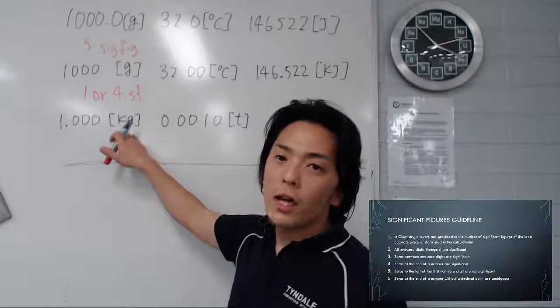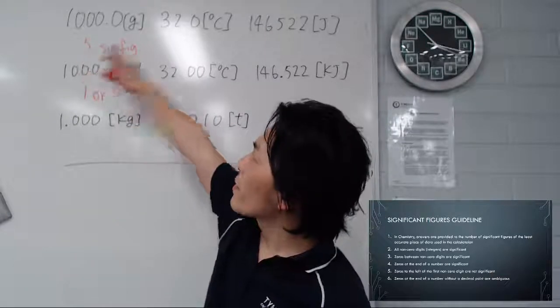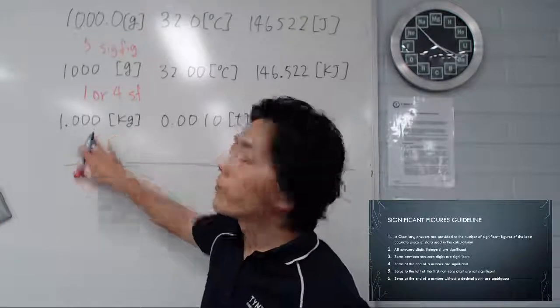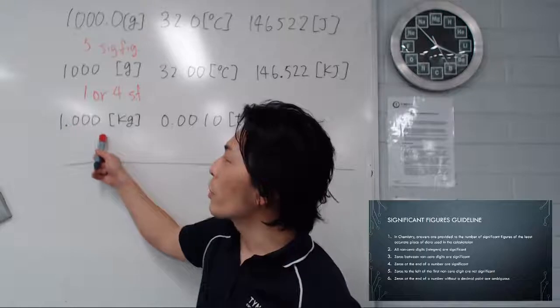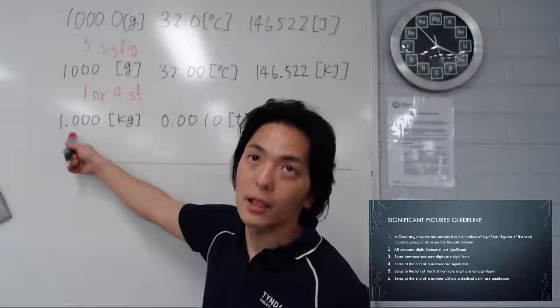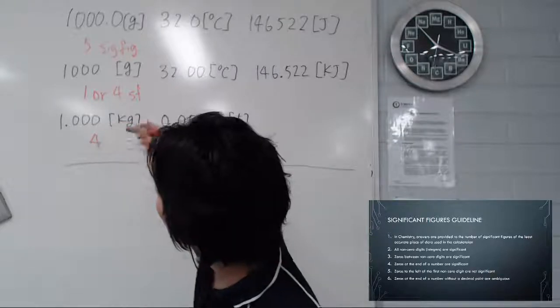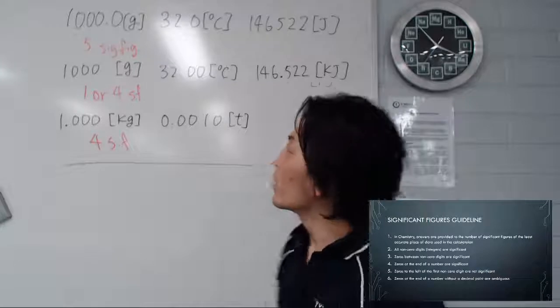Okay, 1.000. Now in this case, it's a bit different. I've been just converting all those 1000 grams into a different unit here. So 1.000 kilograms. Now in this case, you have to count this 0 because that's after the decimal value. 1, 2, 3, 4. So this has to be 4 significant figures.